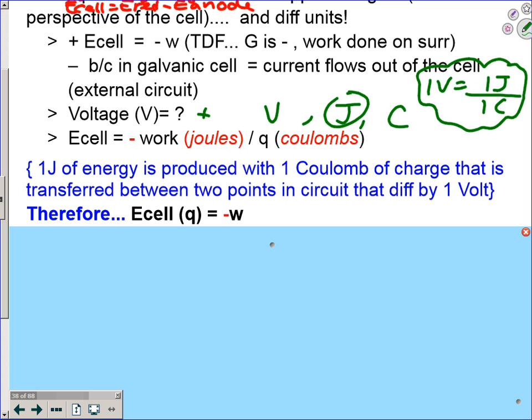So this blue right here is actually the expanded definition of what this is. So read that just so you can speak it if you had to.